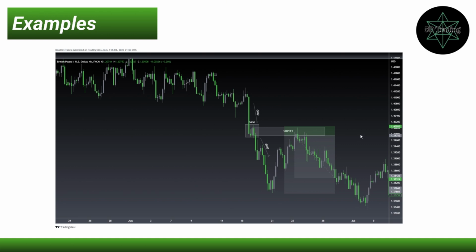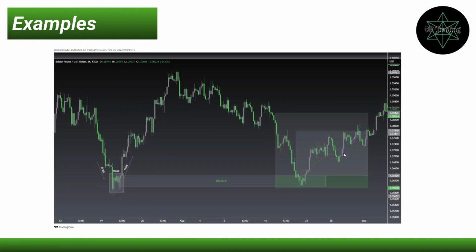On screen now, we have our second example of a continuation zone, which in this case is a drop base drop, which, as we know, happens in a bearish market. So therefore it is a supply zone, and as you can see, we enter from this supply zone and target the low. So we have this impulsive drop here, a slight accumulation, which is the base, and another drop. This breaks structure. We're in a bearish market. This creates a supply zone, so we sell from this and we target the weak low.